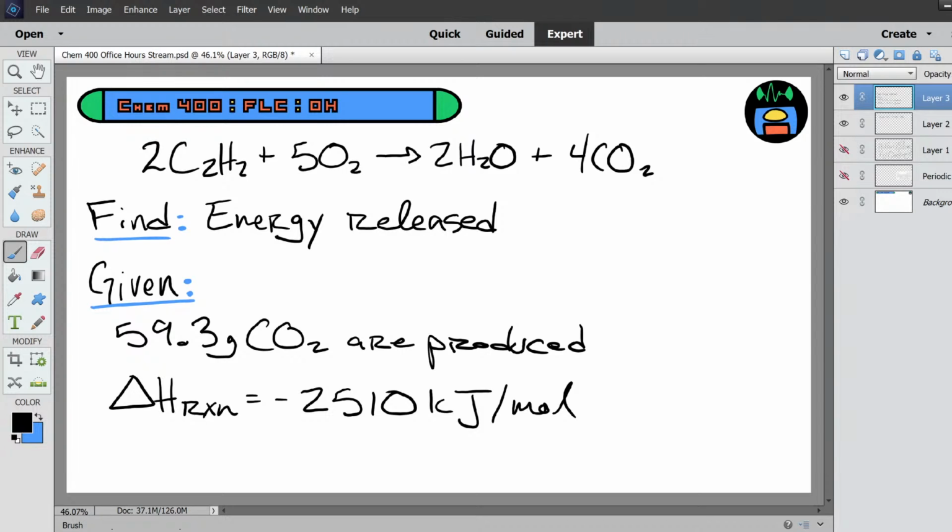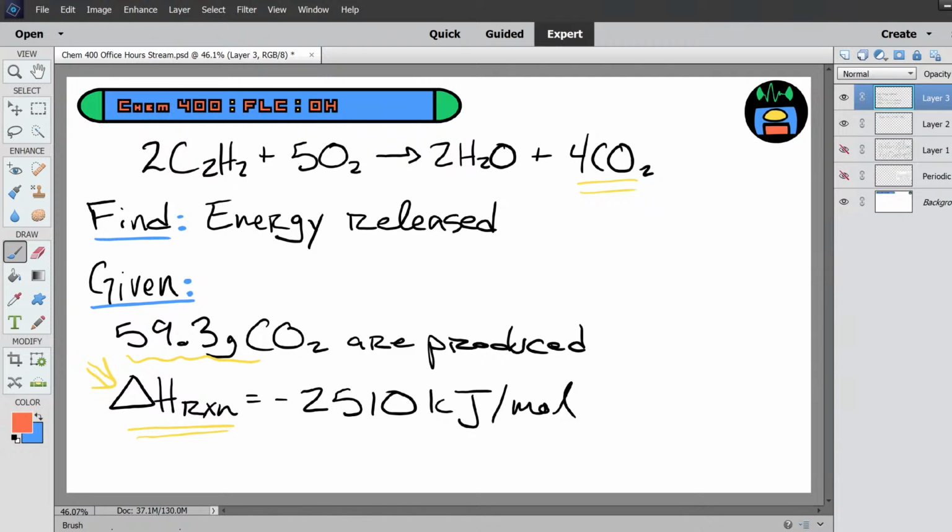Now, the key. A couple things to tip us off. We're given a mass of one of our products. We're also given the delta H of this reaction. So this is a stoichiometry problem involving energy, and the key to solving any stoichiometry problem involving energy is always going to be the change in enthalpy for the reaction. Now, the first thing we want to do with any change in enthalpy that we're given when we're working a stoichiometry problem is you need to know how to incorporate this into your balanced chemical equation.